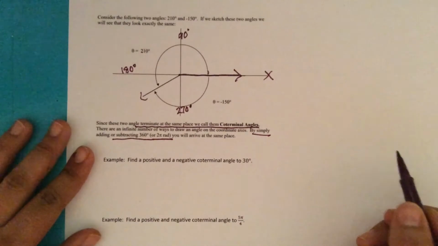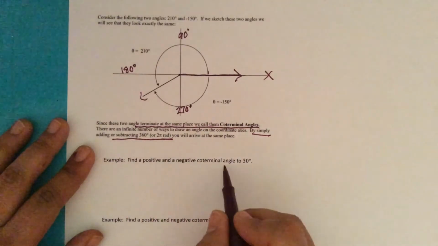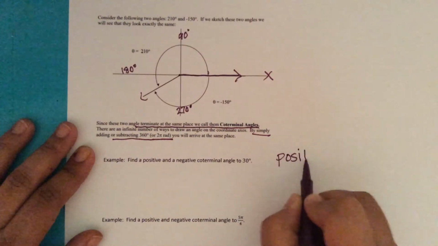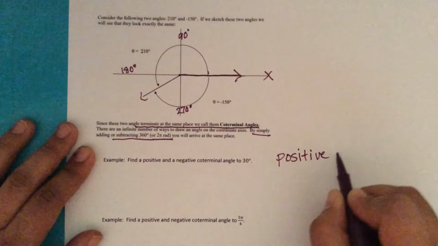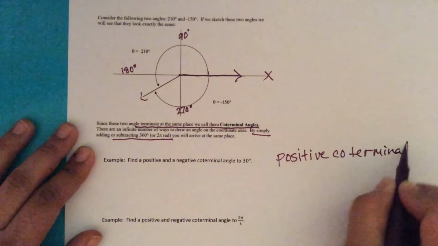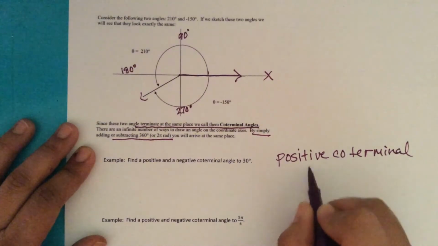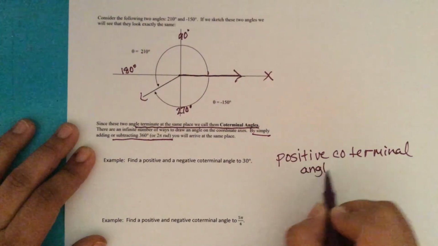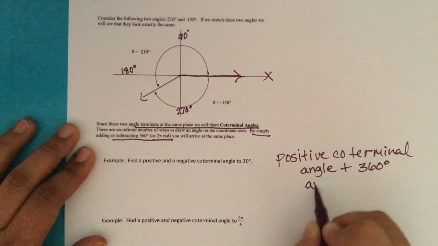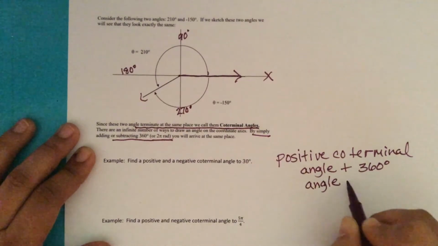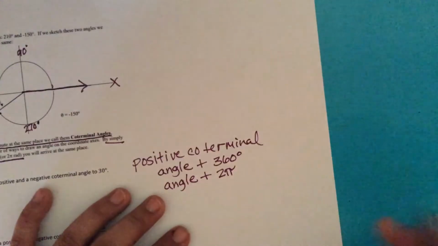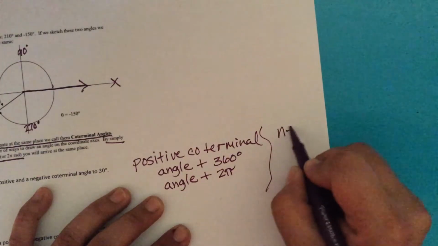So for example, it says find a positive and a negative coterminal angle. So if you want to find a positive coterminal, then you're just going to add the angle plus 360 degrees. Or if you have the angle in radians, then it's going to be the angle plus 2 pi.